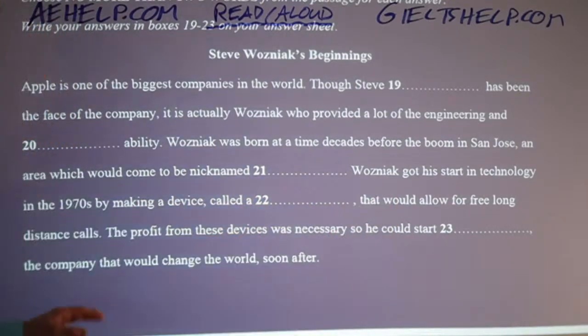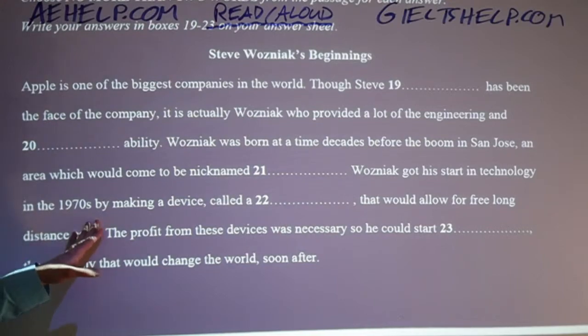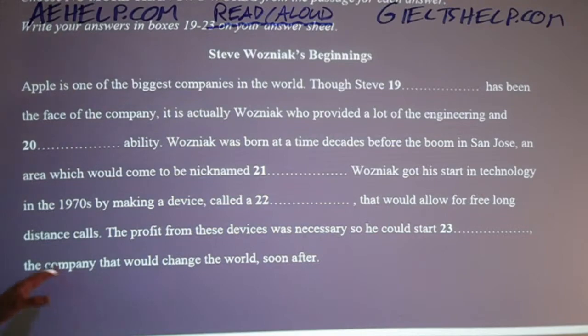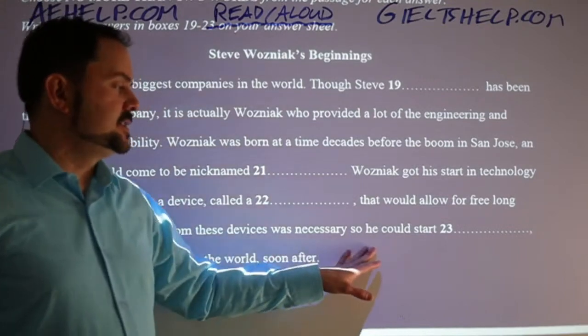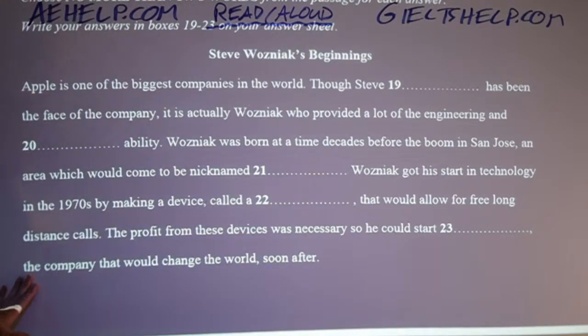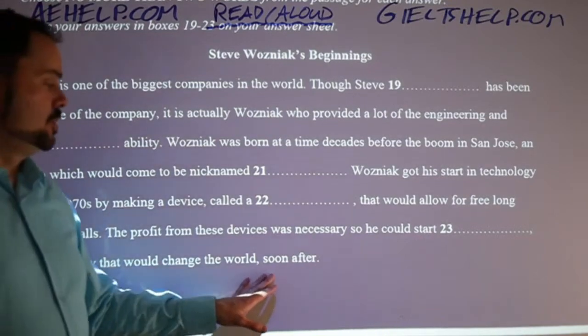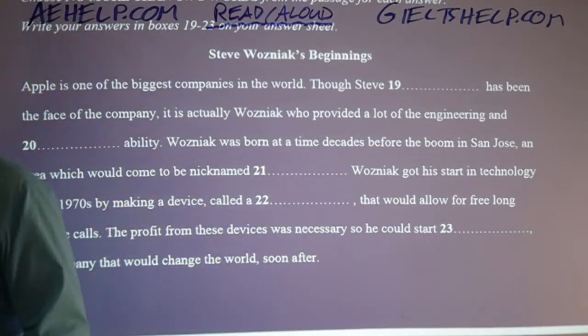Wozniak got his start in technology in the 1970s by making a device called a something that would allow for free long-distance calls. The profit from these devices was necessary so he could start a something, the company that would change the world soon after.